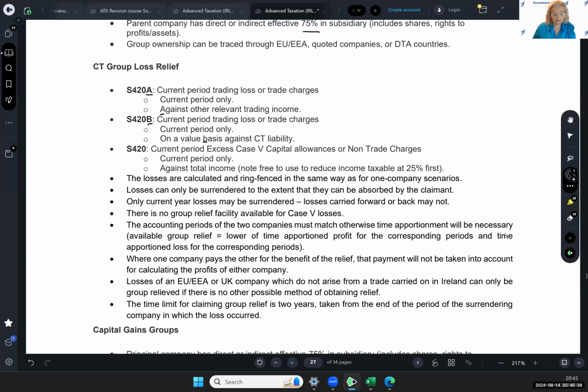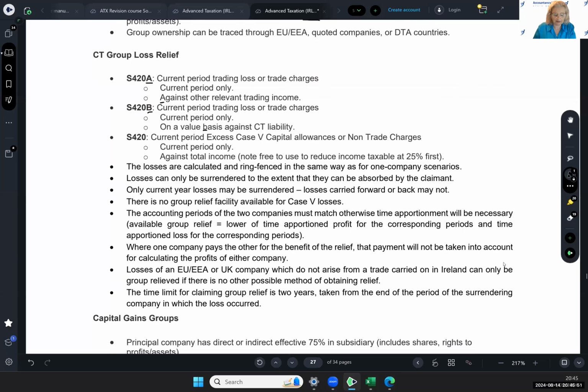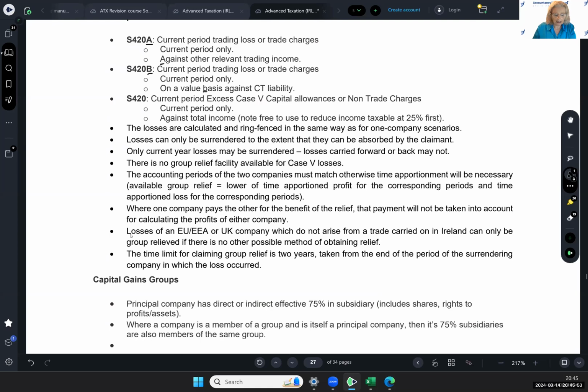We see in our question both companies are preparing their accounts to the same year end, so it won't be an issue. Where one company pays the other for the benefit of the relief, that payment will not be taken into account. There's no mention of either company here paying for the benefit of the losses. Losses in an EU, EEA or UK company, both these companies are in Ireland, so that's not relevant. And then the time limit for claiming group relief is 2 years. So I've revised everything I need to know in order to be able to address this question.